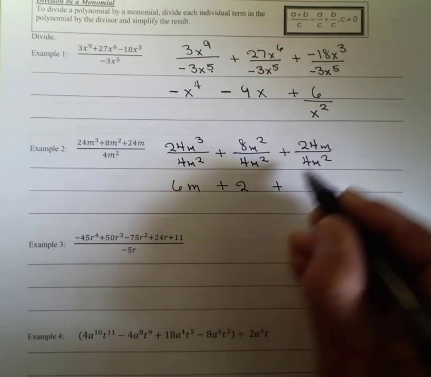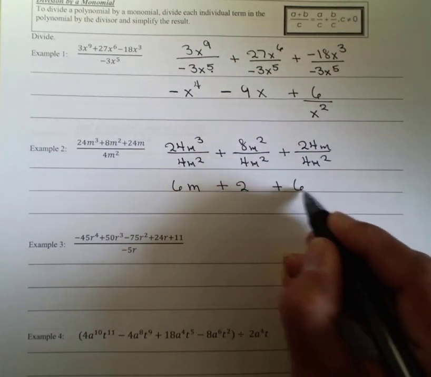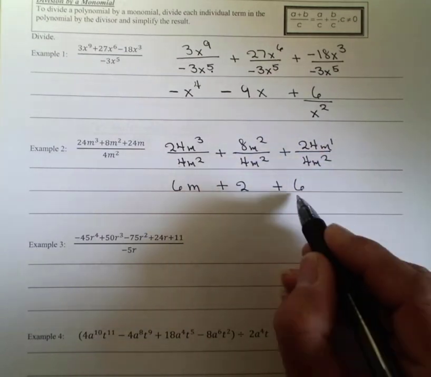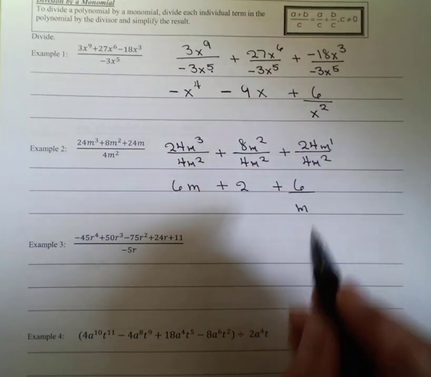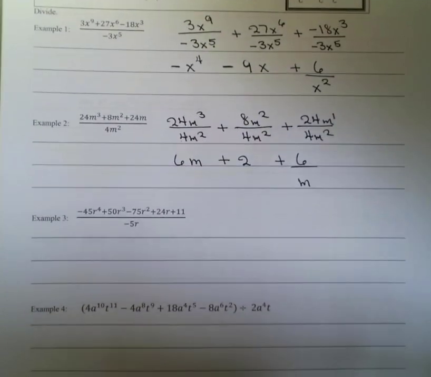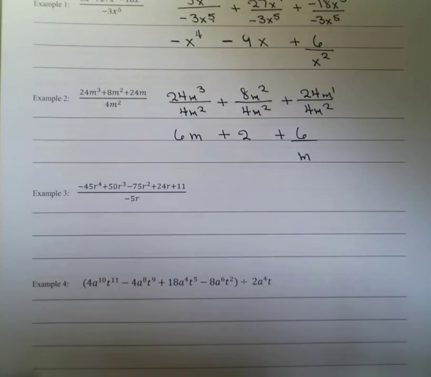So next, we're going to say 24 divided by 4 is going to be 6. M to the power of 1, m squared. When I subtract those, I end up with m. I end up with m in the denominator. So it has reduced into 6m plus 2 plus 6 over m. Or it's the division is that anyway.